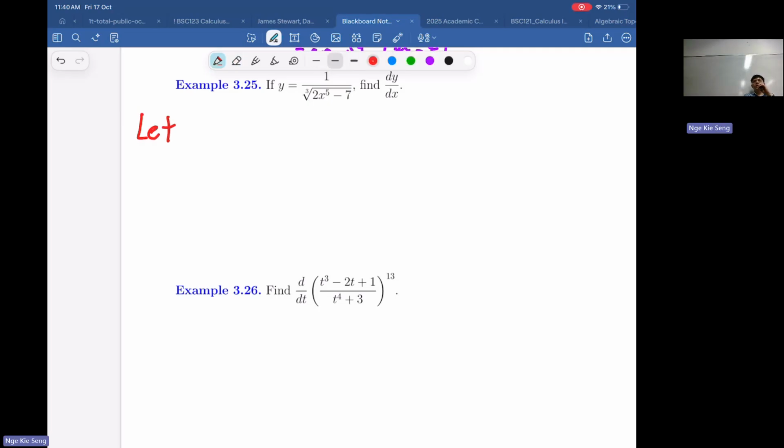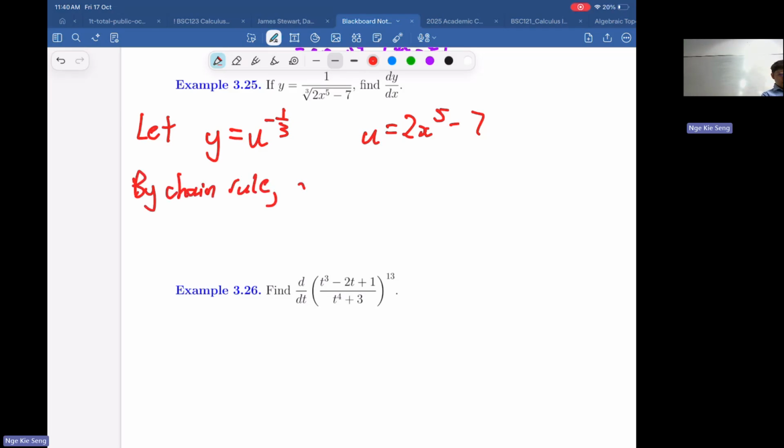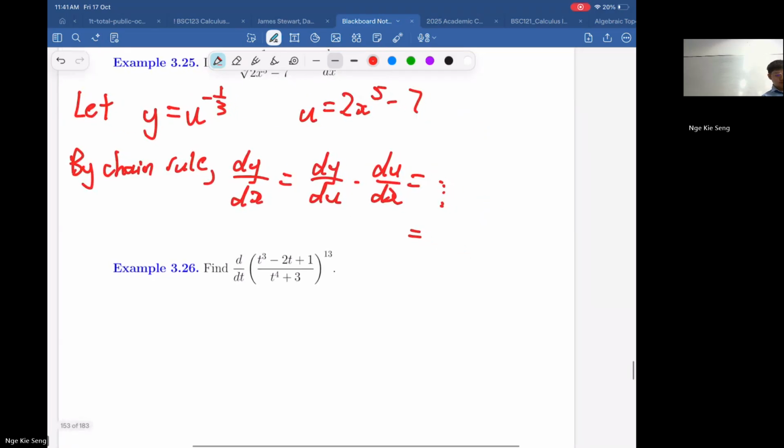Okay, anyone try what u for 3.25 here? Anyone try? Any u? Let u be 2x to the 5 plus 7, because we can make my y be u to the minus 1/3. Then in this case, by chain rule, dy over dx, you get dy over du, which is easy to compute, and du over dx is also easy to compute. Can you tell me what's the final answer? Anyone got the final answer? No one, haven't finished computing.